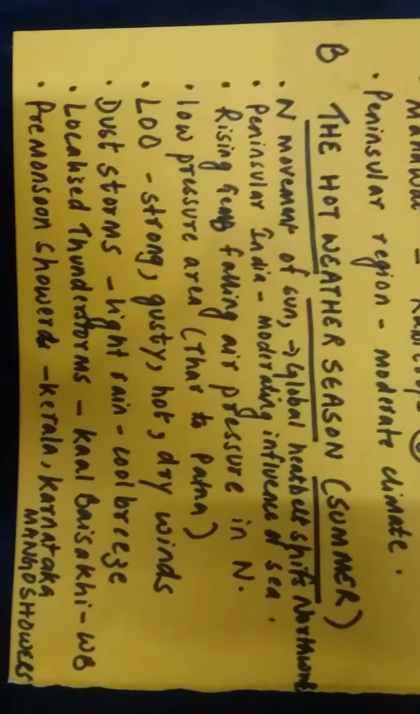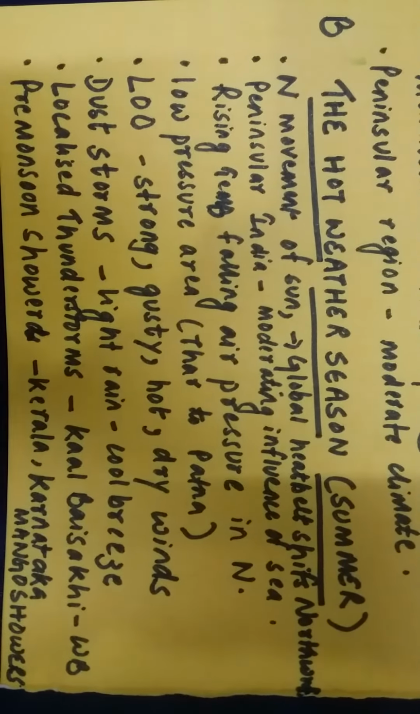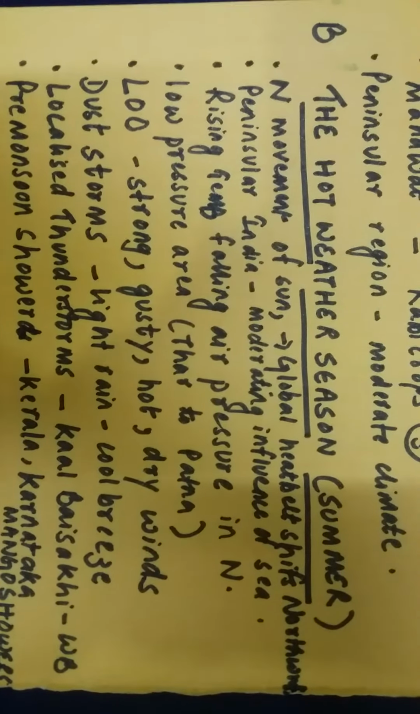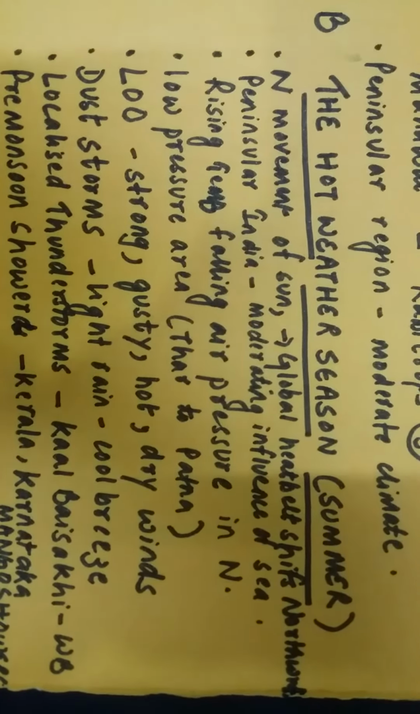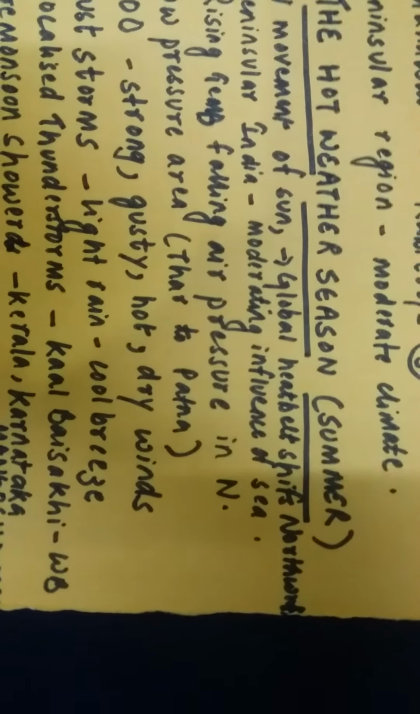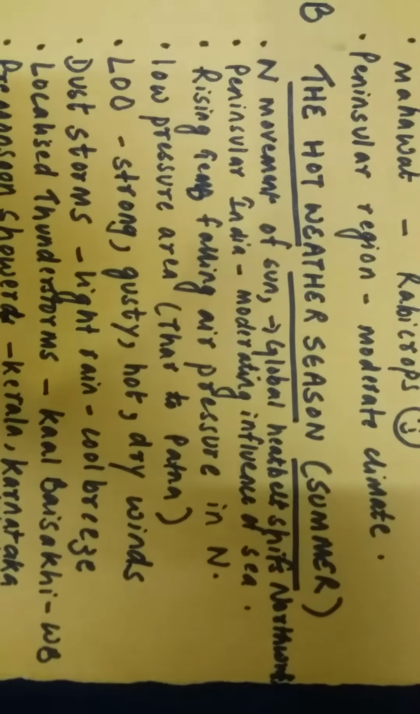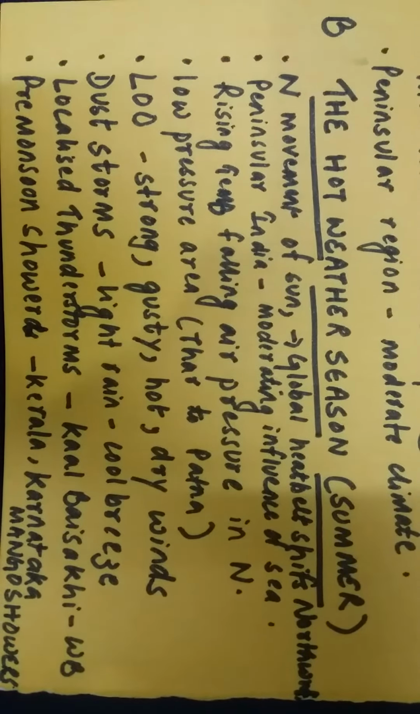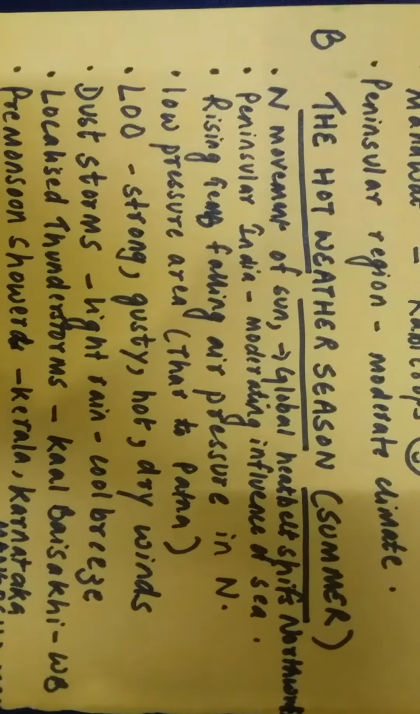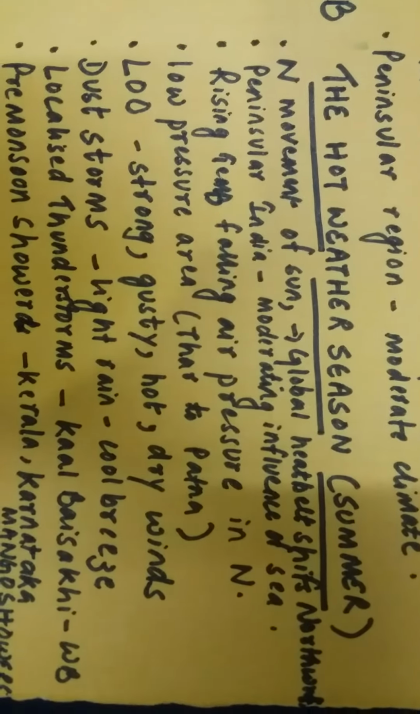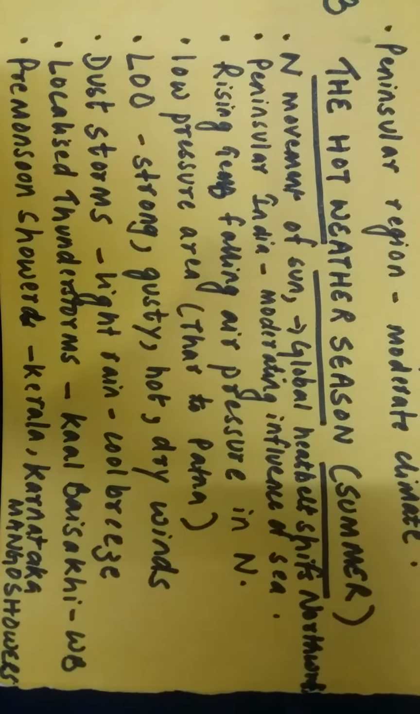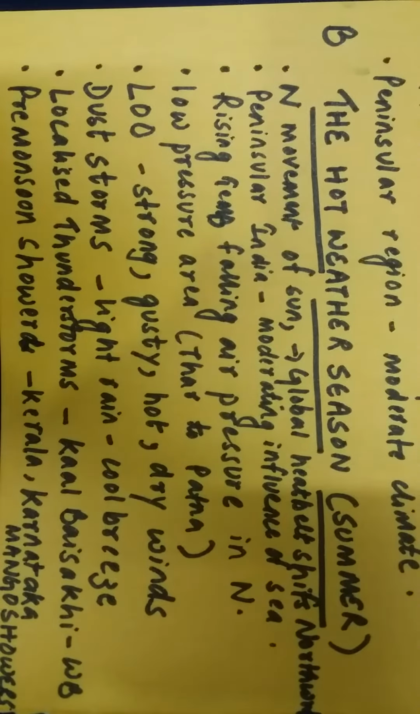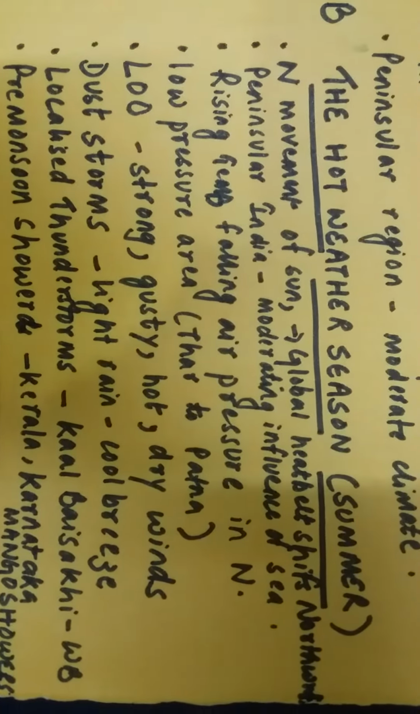Next, coming to the summer season. This is known as the hot weather season. There is a northward movement of the sun, and the global heat belt shifts to the northern part of the country. This is nothing but the shifting of the ITCZ, which we discussed in part 4, and I hope it was clear. If it was not, kindly leave a comment and I will get back to it.